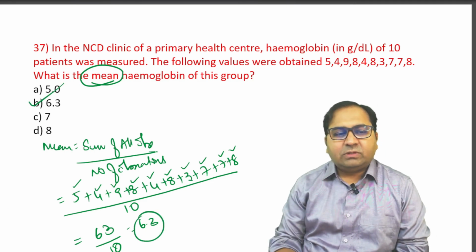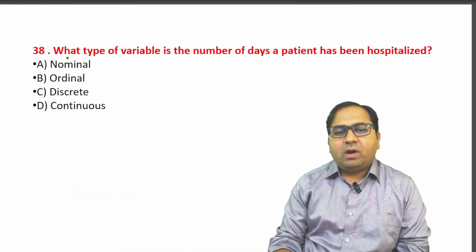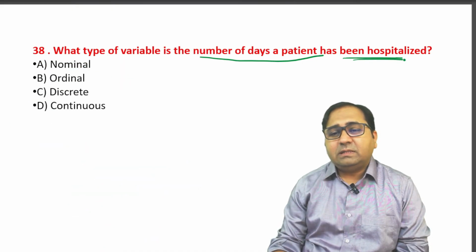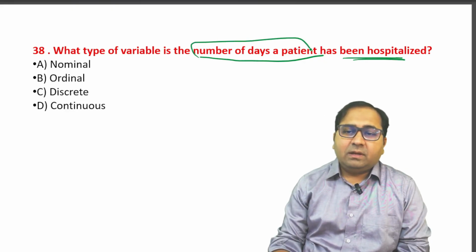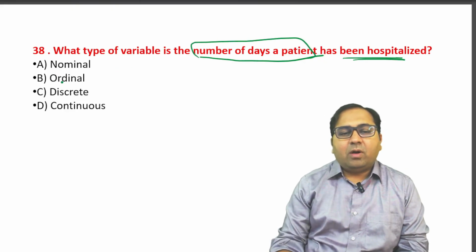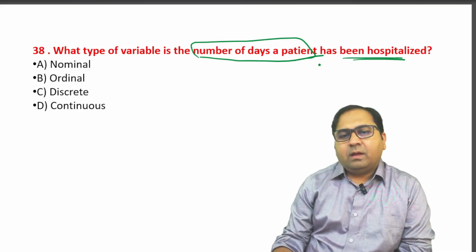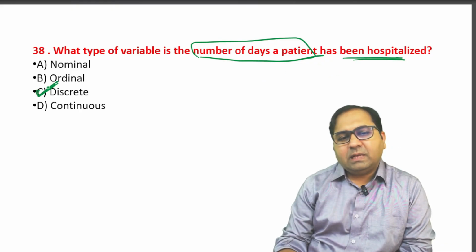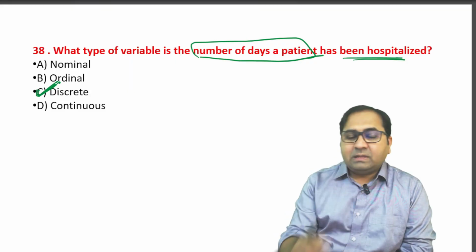Okay. Next question. What type of variable is the number of days a patient has been hospitalized? This is a variety question. Number of days. Is it nominal, ordinal, discrete or continuous? Number of days of a patient admission is a discrete variable. Please remember the answer. Please remember the answer for this question.